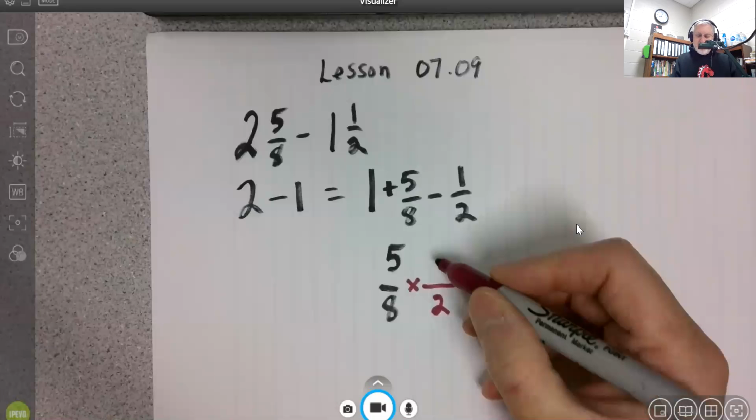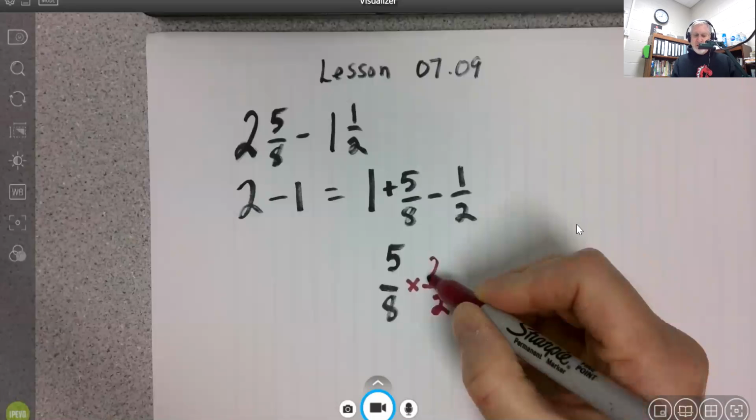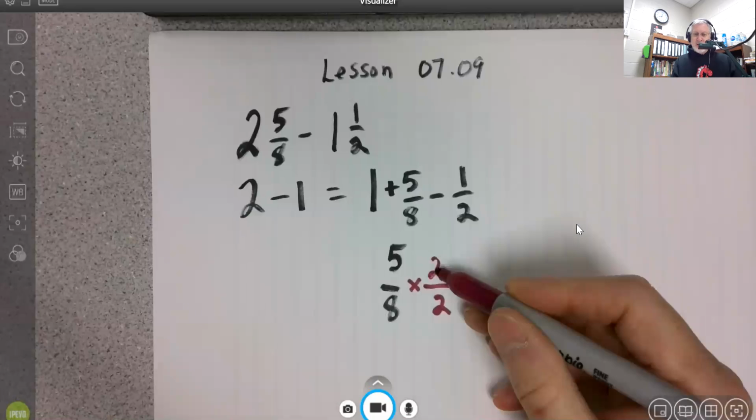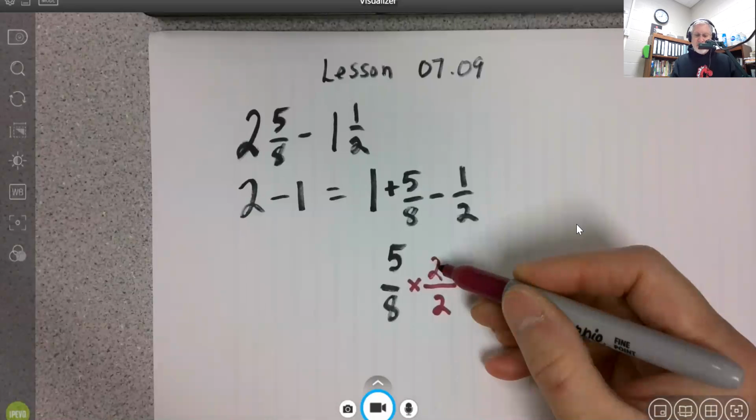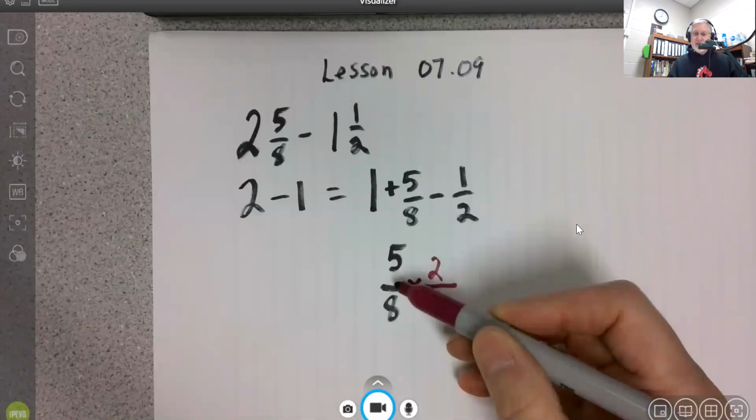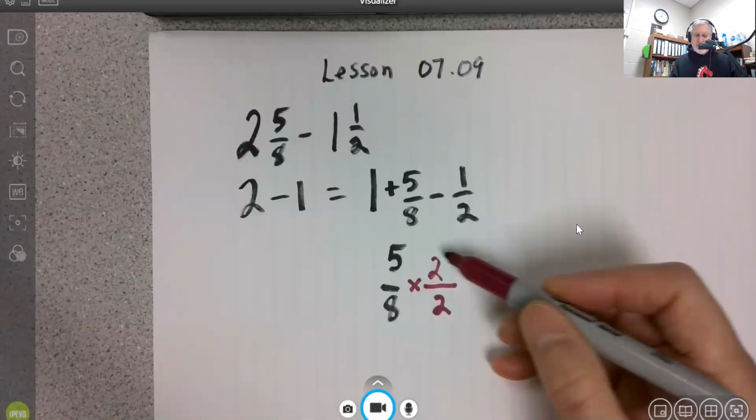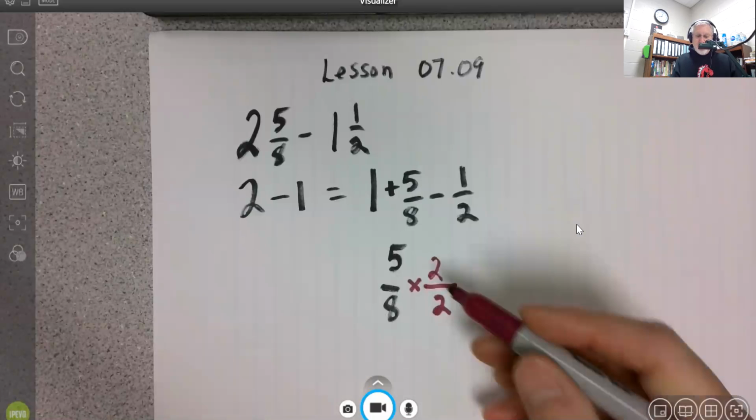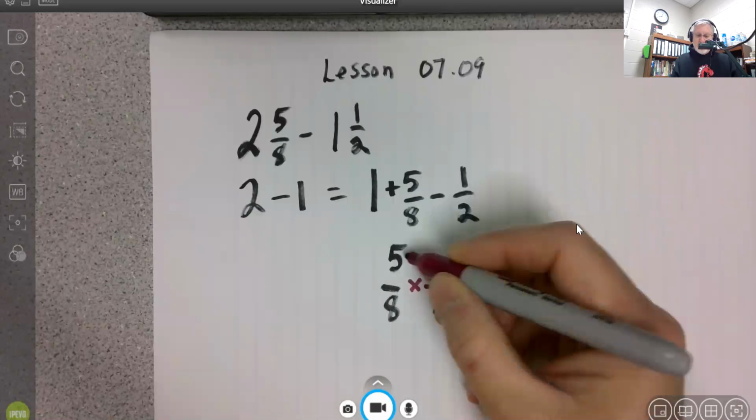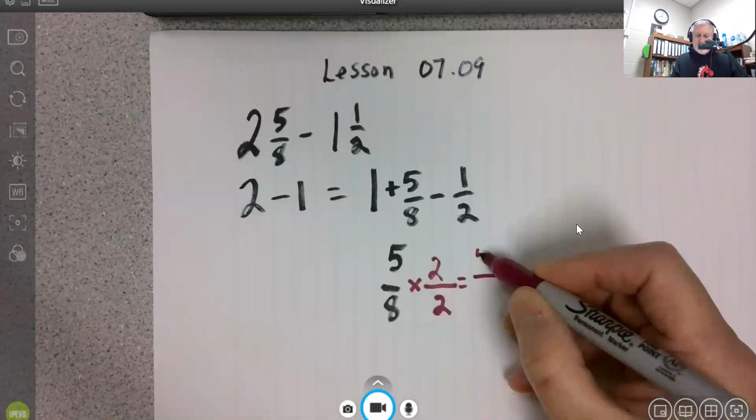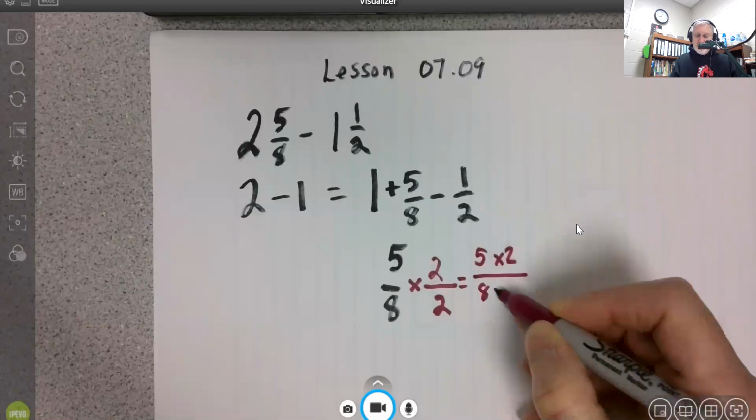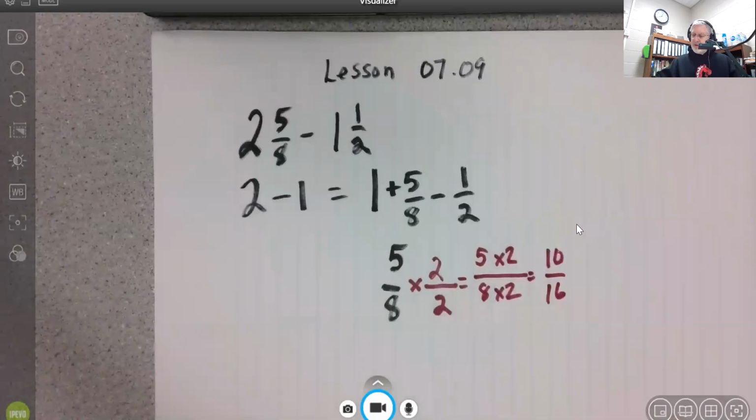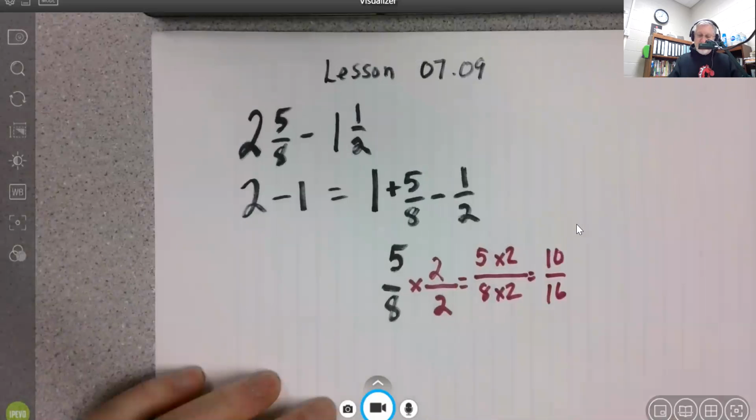So I have to multiply it by 2 over 2, because 2 over 2 equals 1. And if I multiply 5/8 times 1, I'm still going to get 5/8. So basically, this is another way of trying to find an equivalent fraction. I would have 5 times 2 and 8 times 2, and that would equal 10/16. Okay? Then I look at 1/2.